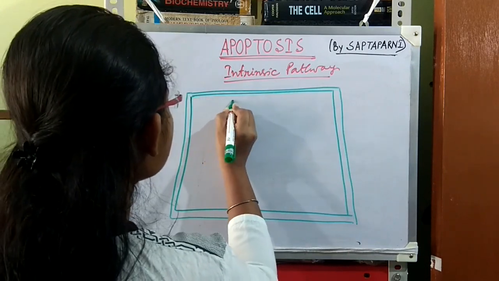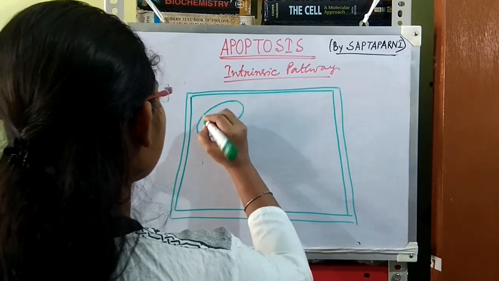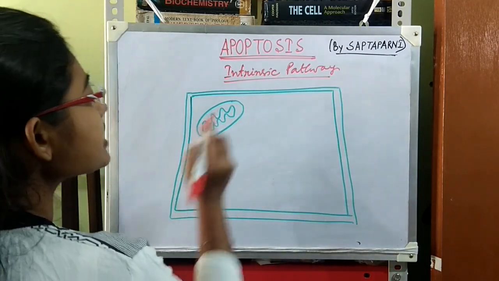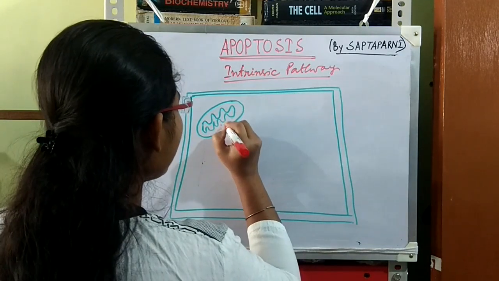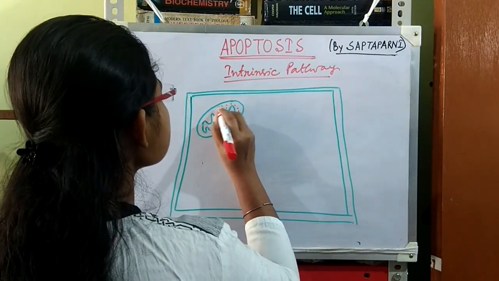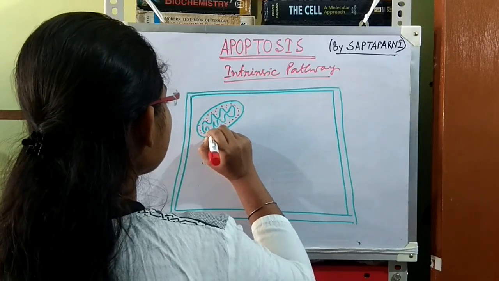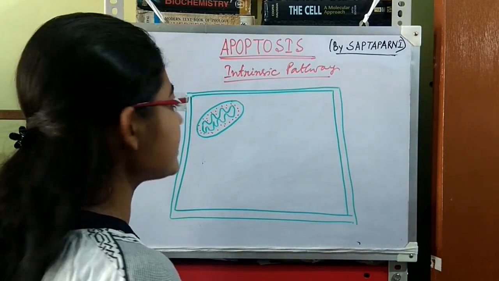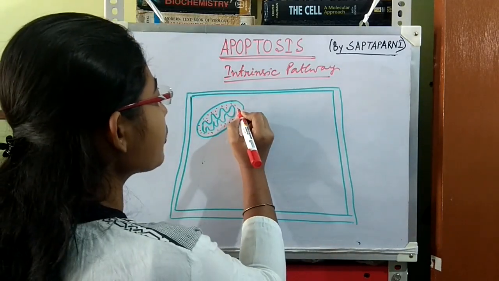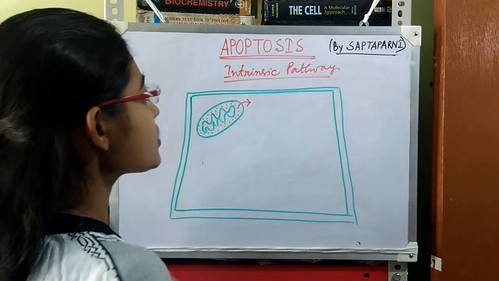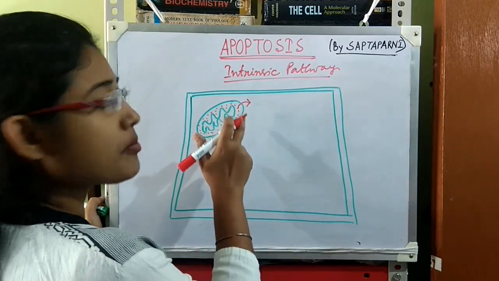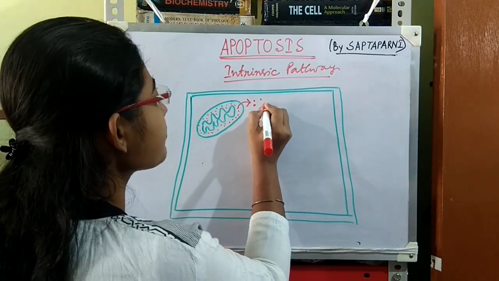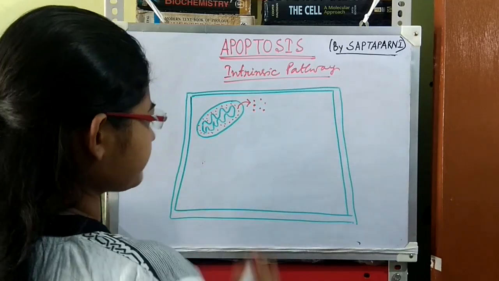Inside our target cell, there is mitochondria, and in the intermembranous part of the mitochondria, cytochrome C is present. When an apoptotic signal comes from inside the cell, this cytochrome C gets transferred from the intermembranous part of the mitochondria to the cytosol. So now the cytochrome C is here in the cytosol.